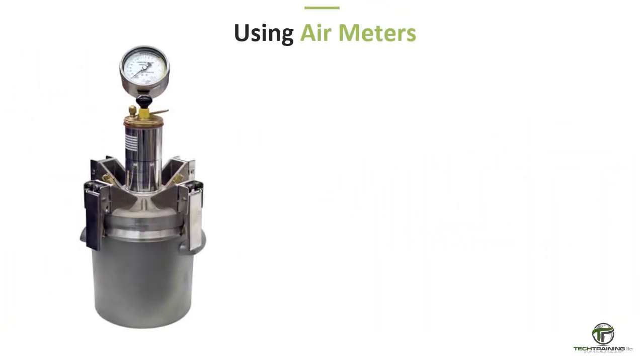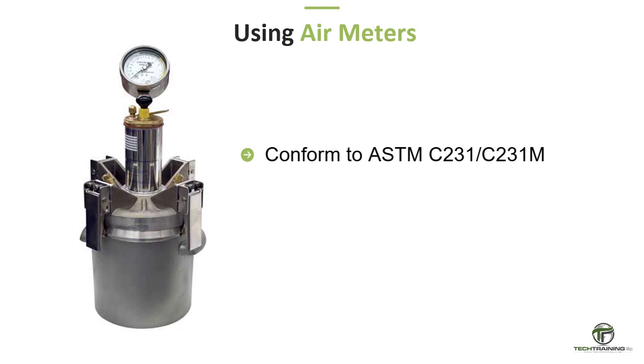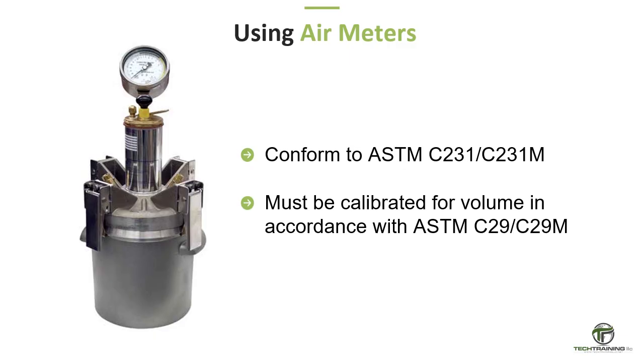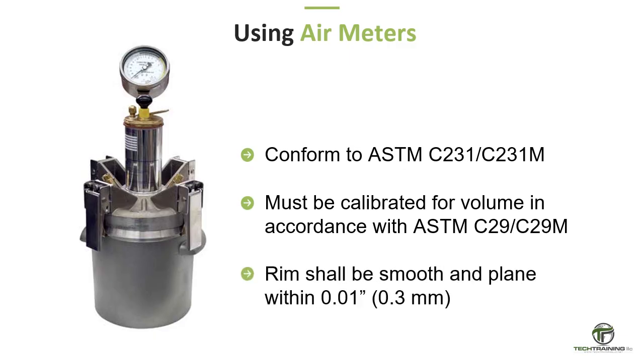When measuring bowls of air meters are used, they shall conform to the requirements of ASTM C138 and shall be calibrated for volume as described in ASTM C139. The top rim of the air meter bowls shall be smooth and plain within 0.01 inches, or 0.3 millimeters.